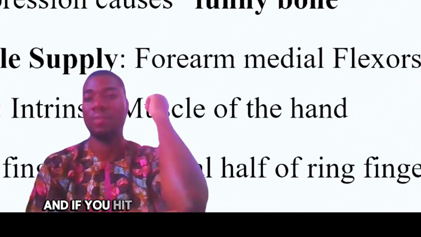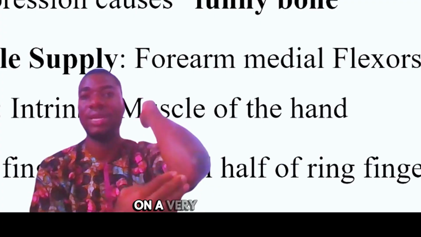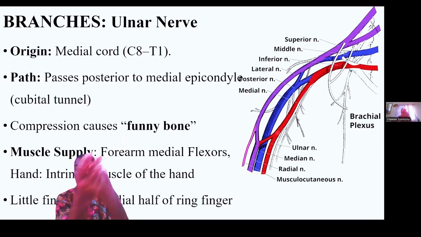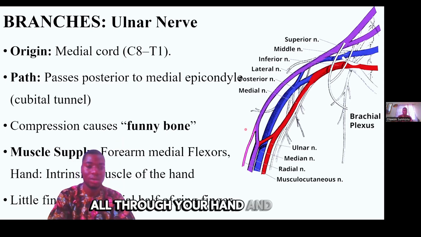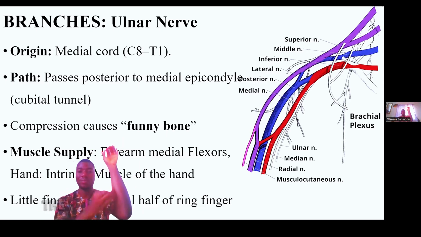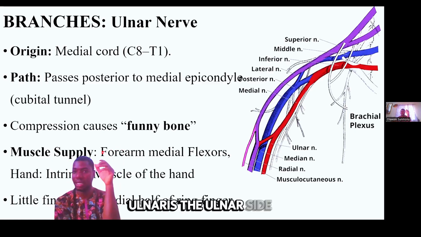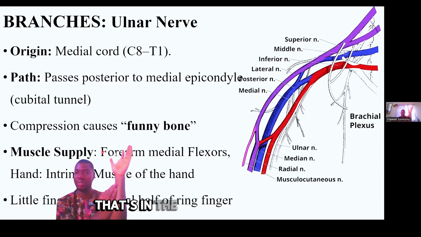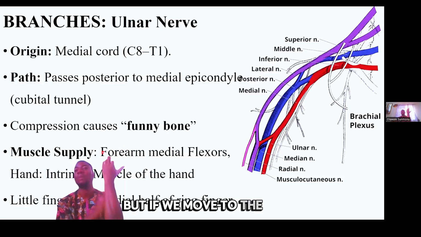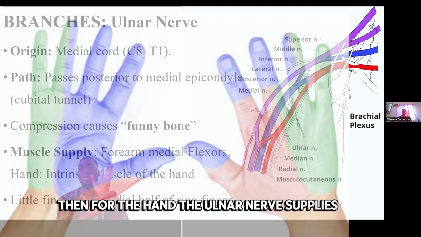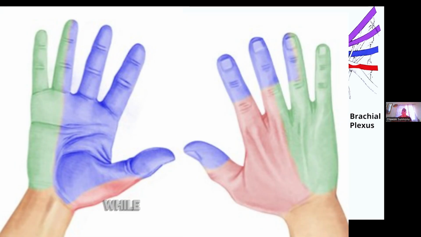Then if you hit the medial epicondyle side of the elbow on a very hard surface, you will have this experience of a funny bone, just like an electrocution, all through your hand and forearm. The ulnar nerve supplies the forearm muscles on the ulnar side, like the flexor carpi ulnaris. The median nerve supplies those on the radial side anteriorly. But if we move to the back, that is supplied by the radial nerve. For the hand, the ulnar nerve supplies the little finger and the ring finger, while the middle finger, the index, and the thumb are supplied by the median nerve.